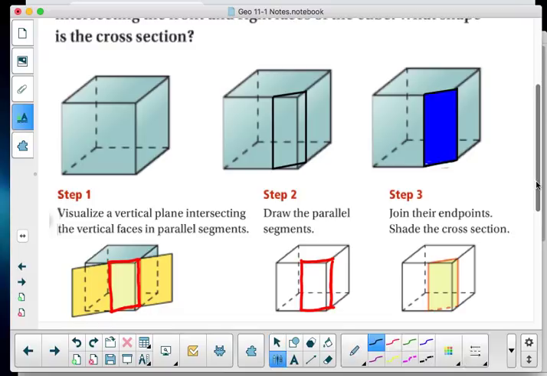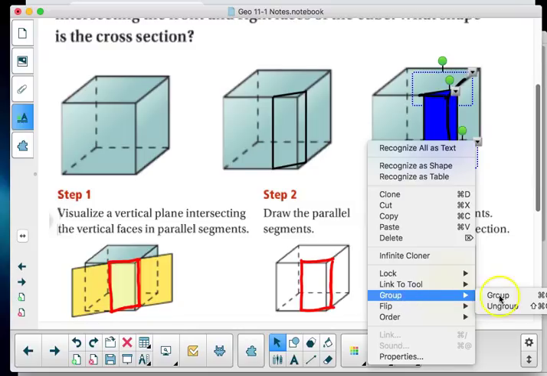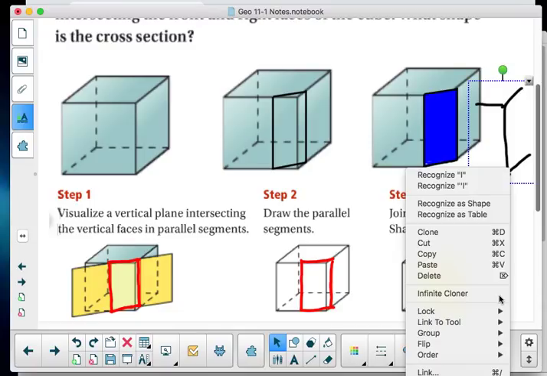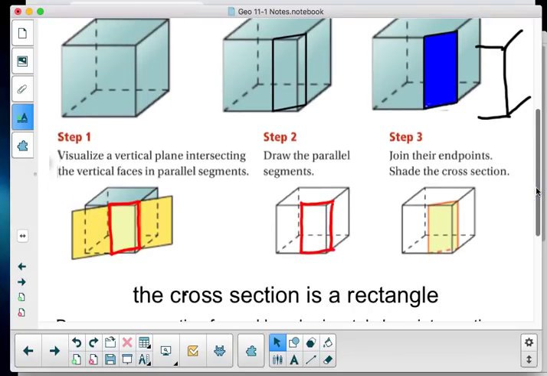And I realize that you probably see the pieces of your cube coming up like that, but that part of the cube can be taken away, and we're going to group that so we can take it all away together. That part of the cube can be taken away so you can just see the actual shape that is made. So if I'm looking at that shape, my cross section is a rectangle. So keep that in mind when we're doing this. I'm not interested in the shape with all the lines. I'm just interested in the flat shape that's the result.